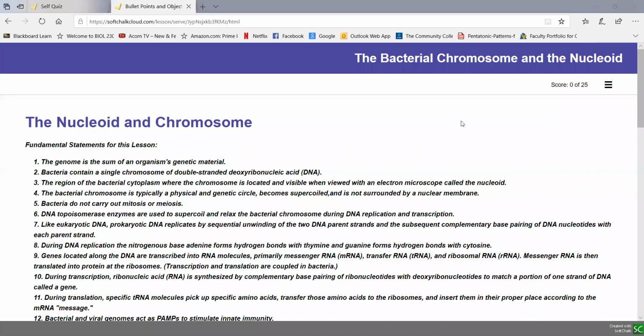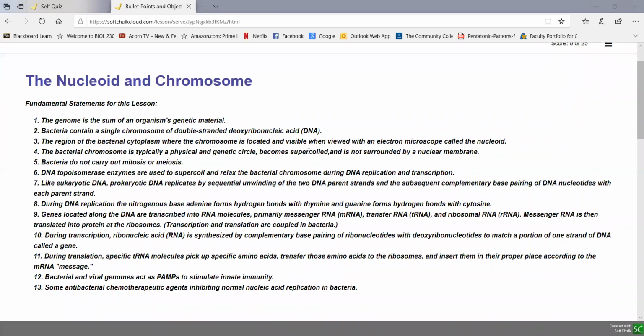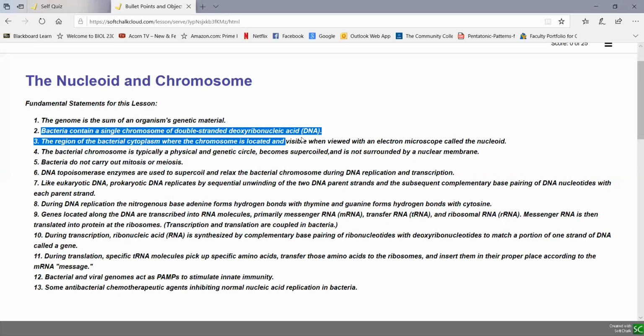Our second SoftChalk lesson in Unit 1, Lecture 4 deals with the bacterial chromosome located in an area of the bacteria called the nucleoid. So let's look at the fundamental statement or bullet points for this particular SoftChalk lesson. The genome is a sum of an organism's genetic material. Bacteria contain a single chromosome of double-stranded helical deoxyribonucleic acid.